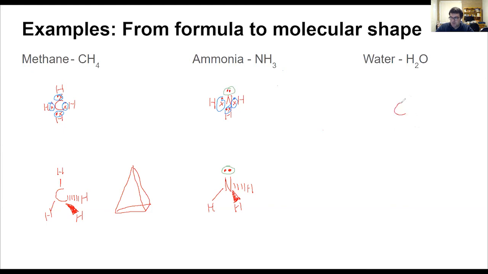Now, in the case of water, if we look at the Lewis structure for water, we have our central oxygen atom. Now, oxygen has 6 valence electrons. So if we consider the electrons surrounding that central atom, we actually have 2 pairs of unbonded electrons. And when we put our hydrogens in, what we can see is we have 2 bonded pairs of electrons.